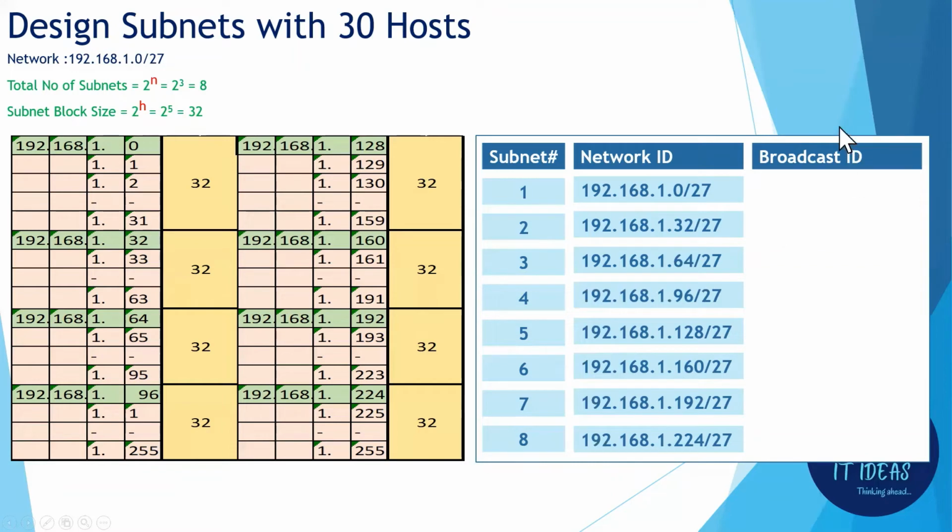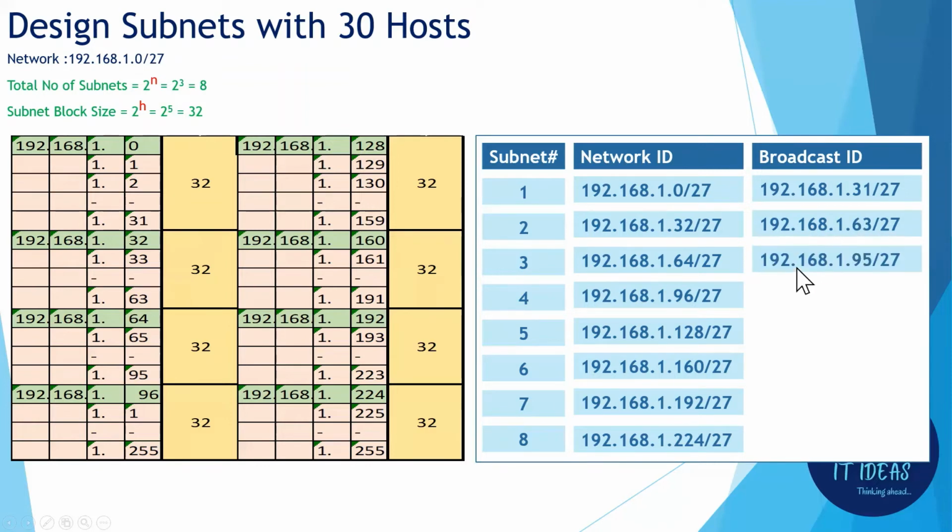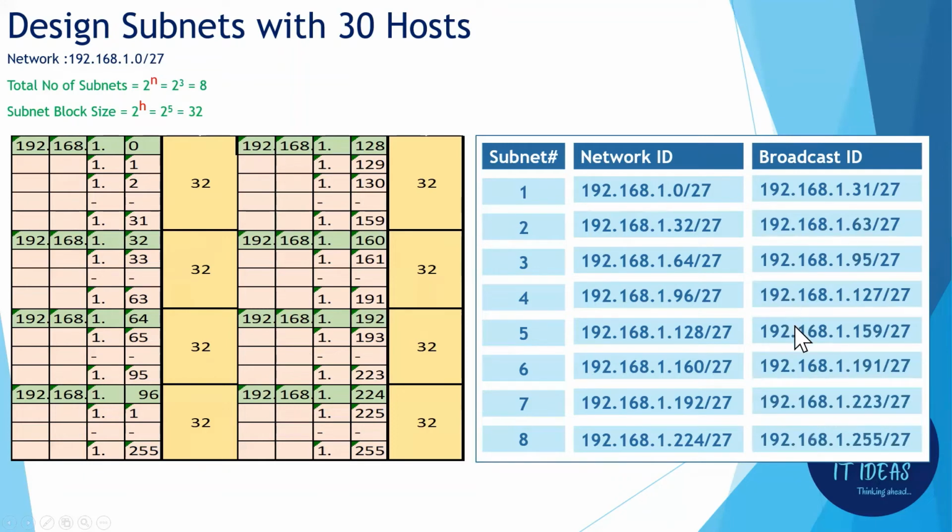Now we will find out the broadcast ID. Broadcast ID is the last IP address of every subnet. Here we can see for the first subnet, 192.168.1.0 is the network ID. That's the first IP address. The last IP address is 1.31. So 1.31 is the broadcast ID for the first subnet. The same way, the broadcast ID for the second subnet is 1.63. For the third subnet it is 1.95. The remaining I have also written here.